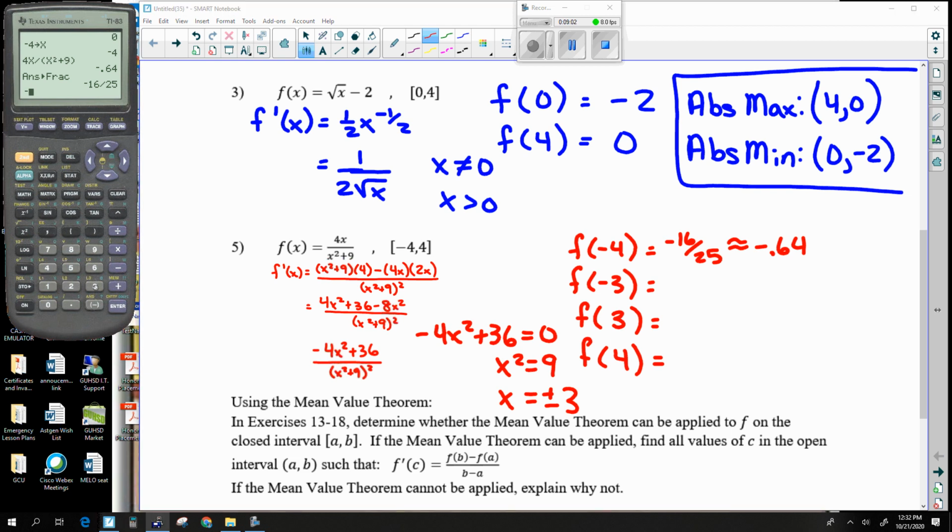Okay, let's try negative 3. This is negative 2/3. Trying positive 3, positive 2/3. And positive 4, so this would be 16 over 25.